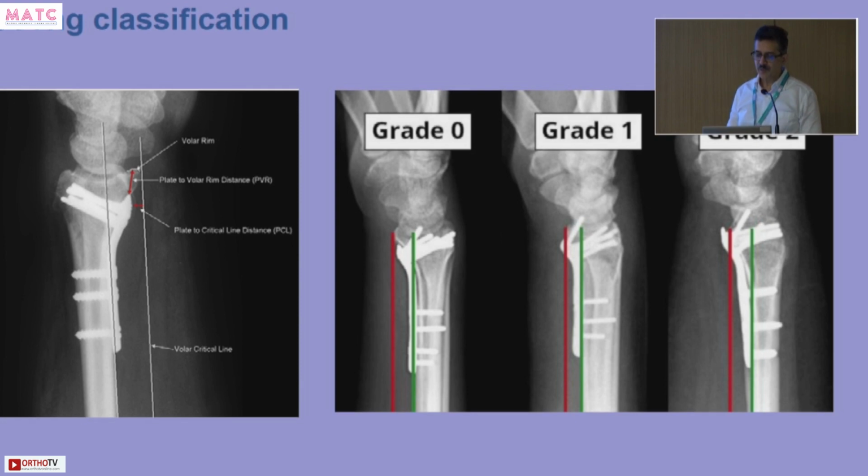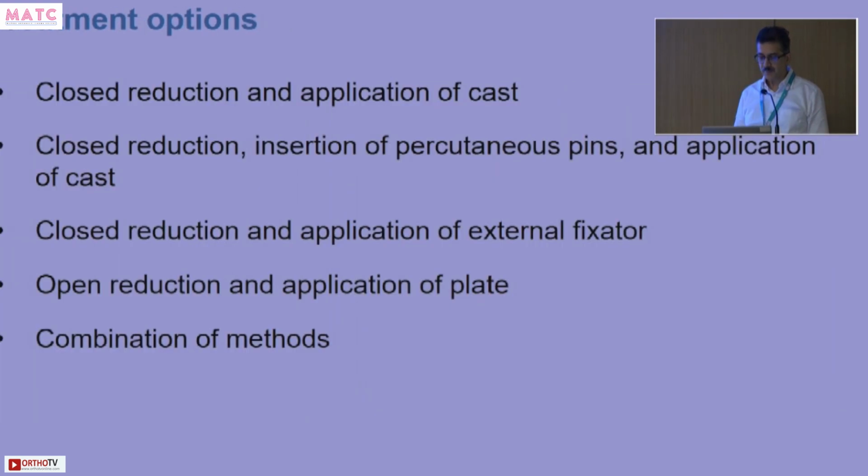If it is more proud, then the chances of flexor tendon injury or irritation are higher. And if it is less than that, that's grade 0, you can see the volar rim is more proud as compared to the plate. In grade 2 you can see the plate is more proud, so the chances of tendon irritation are much higher.